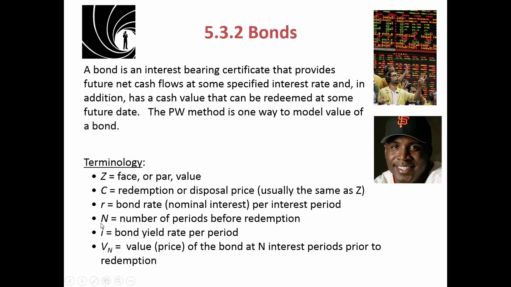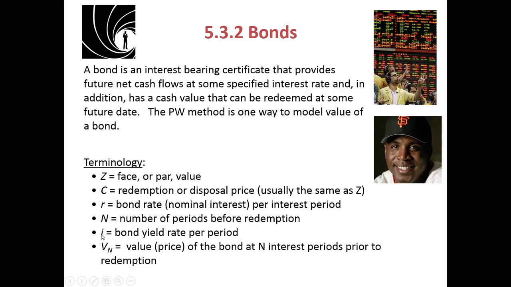N doesn't stand for years, it stands for periods. And so if it's a bond that pays quarterly interest, that means there'd be 4 periods per year. And so if it was a 10-year bond with quarterly interest, then N would be 40. So you have to keep in mind not only the number of years, but also how many payments per year.